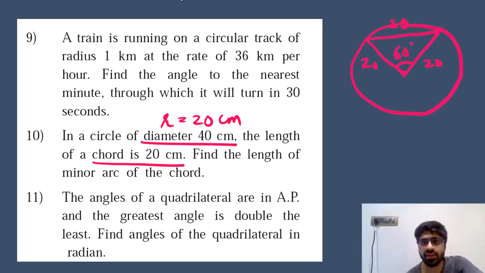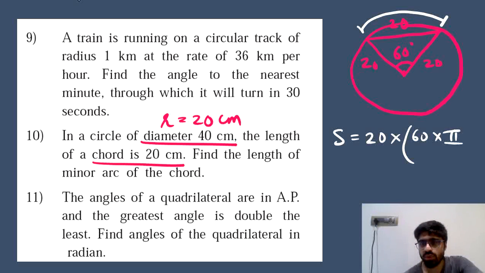You need the length of minor arc, that is, you need this particular length, and that length of arc will be given by S equal to r theta, where r is 20 and theta is 60 degrees, but we need to write that in radians. So we convert 60 degrees into radians by multiplying by pi by 180. 60 into pi by 180, that would be pi by 3.